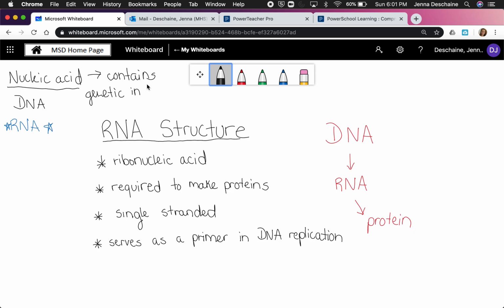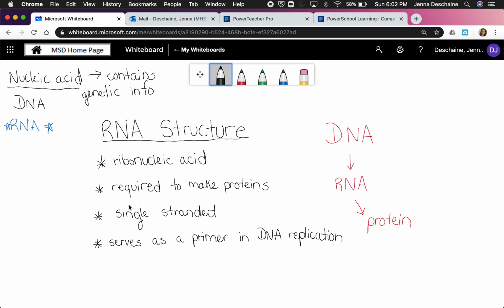Genetic info. RNA has some genetic information that's really important for your cells to be able to perform all of their functions. RNA is actually short for ribonucleic acid, so it's not too different from DNA. DNA was deoxyribonucleic acid, and RNA is just ribonucleic acid.